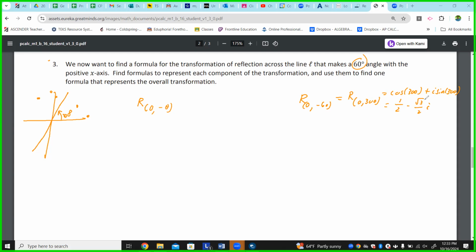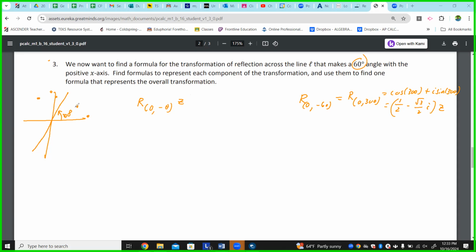Right? We all agree with this? So this is the same thing as that negative 60, and whatever my z is, that's what I'll multiply by. Okay, so that's our first step. Our first step will be calculating the rotation of negative theta and multiplying it by z. That will work out every time. That's what we've done every time.